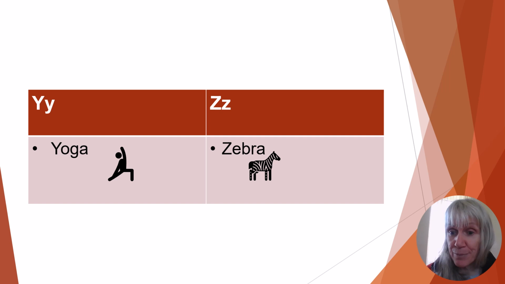So that's our alphabet. And are you ready to say them all together again? A, B, C, D, E, F, G, H, I, J, K. This is the long one. L, M, N, O, P, Q, R, S, T, U, V, W, X, Y, and Z.